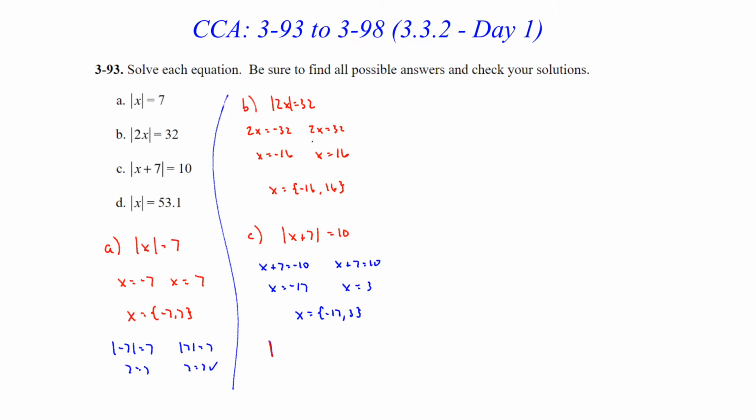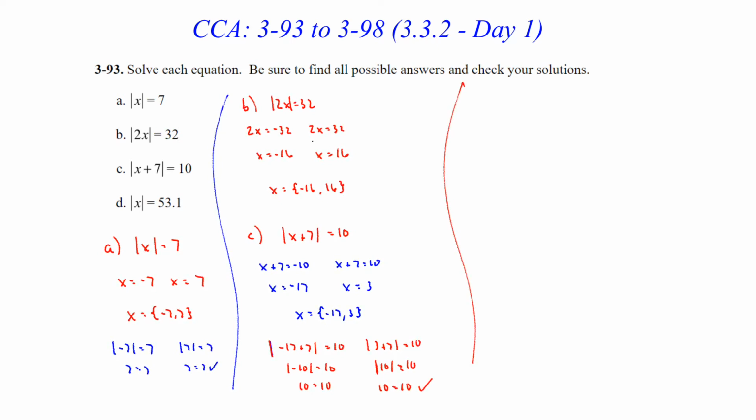If we plug in negative 17 plus 7, is that equal to 10? And that'd be the absolute value of negative 10, so yes, that will work. But we also need to plug in 3. 3 plus 7 is 10, so the absolute value of 10 is also equal to 10. So once again, you do need to check both solutions when you're doing that.